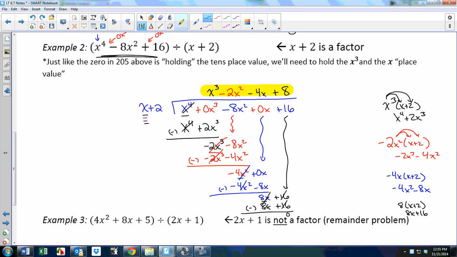Meaning, this original polynomial factors as x plus 2 times x to the third minus 2x squared minus 4x plus 8, which would factor further by grouping. This is us talking kind of in terms of what's happening in Learning Target 9. Okay, this is why we're even studying division. We could keep going. Our calculator will help us keep going. But anyways, the answer is just x cubed minus 2x squared minus 4x plus 8.